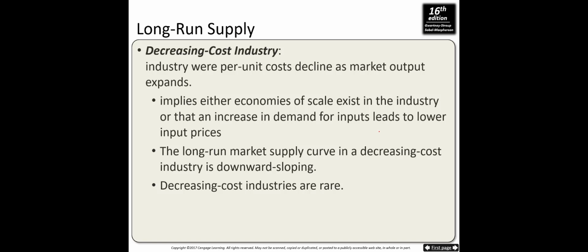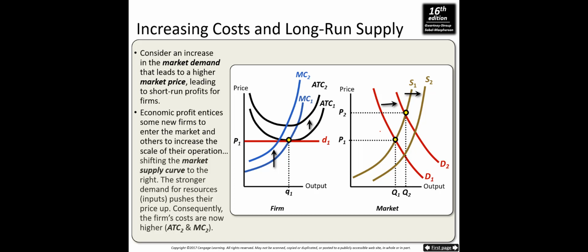And we have decreasing cost industry: per unit cost declines as market output expands. This implies either economies of scale exist in the industry or that an increase in the demand for inputs leads to lower input prices. The long-run market supply curve in a decreasing cost industry is downward sloping. Decreasing cost industries are rare. So you can see here increasing cost and long-run supply curve.